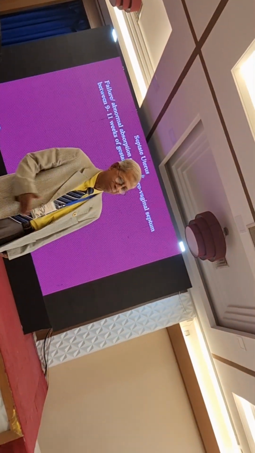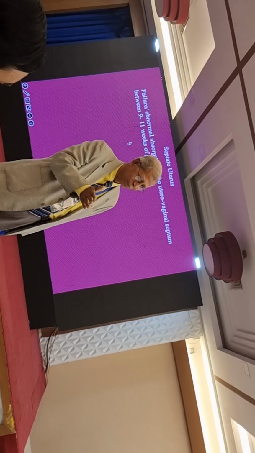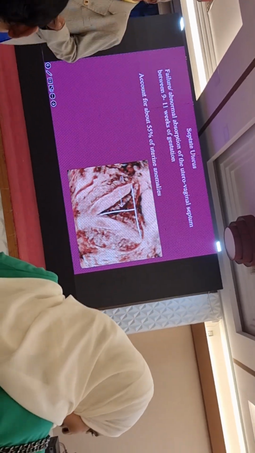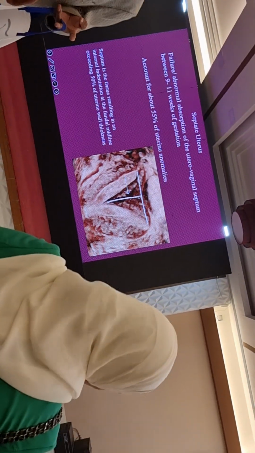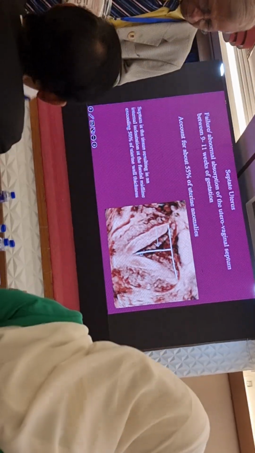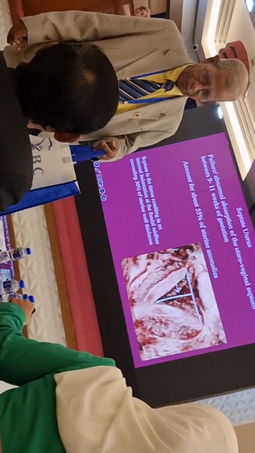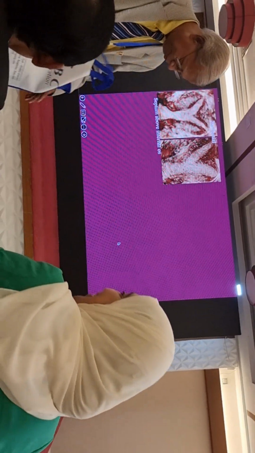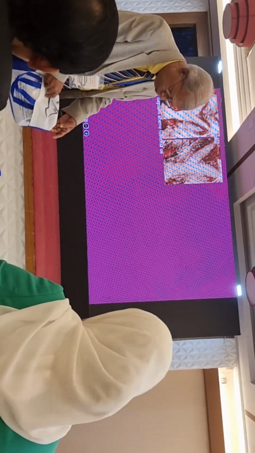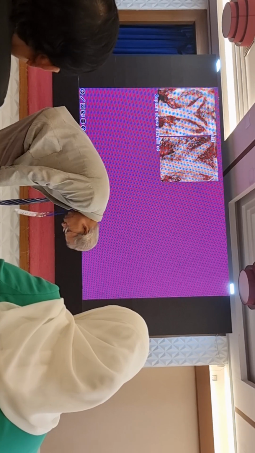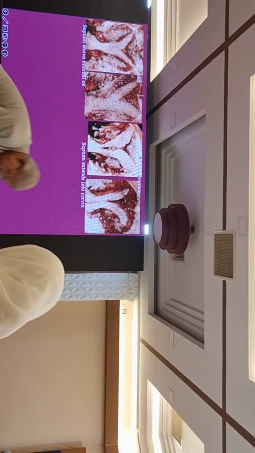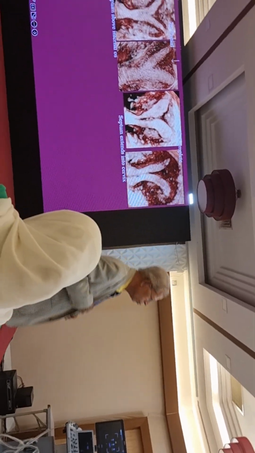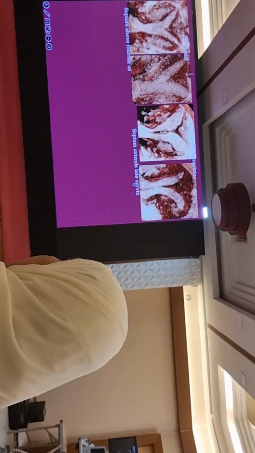Now, failure of absorption of the uterovaginal septum between 9 to 11 weeks results in a septate uterus, which accounts for about 55% of the uterine anomalies. The septum is nothing but an internal indentation from the fundal midline exceeding 50% of the wall thickness. When the septum ends above the level of the internal os, it's a partial septate uterus. When it goes all the way to the internal os or up to the cervix, it's a complete septate uterus.